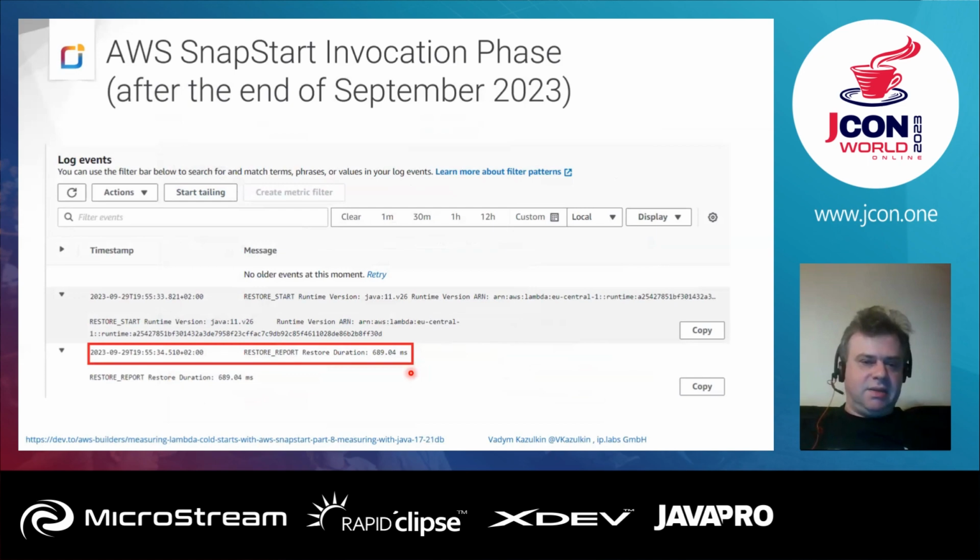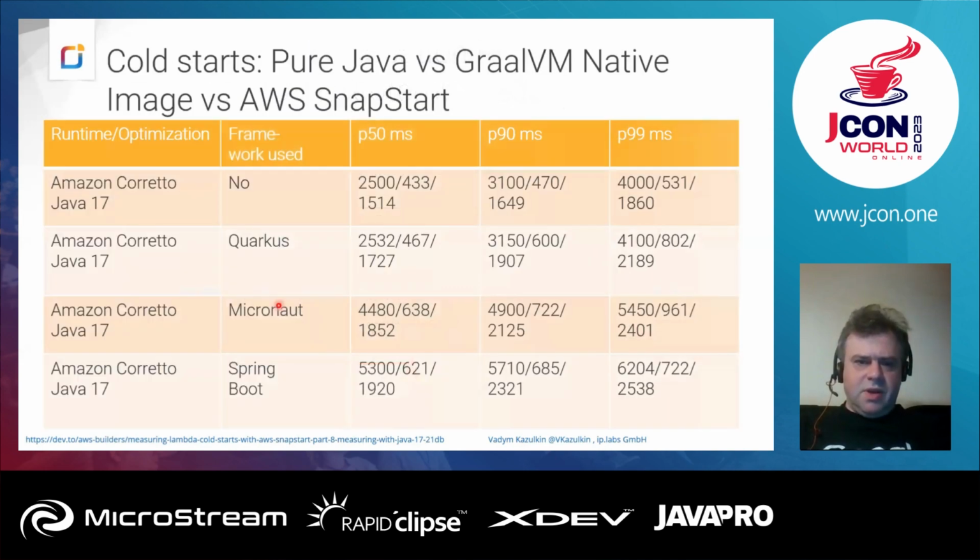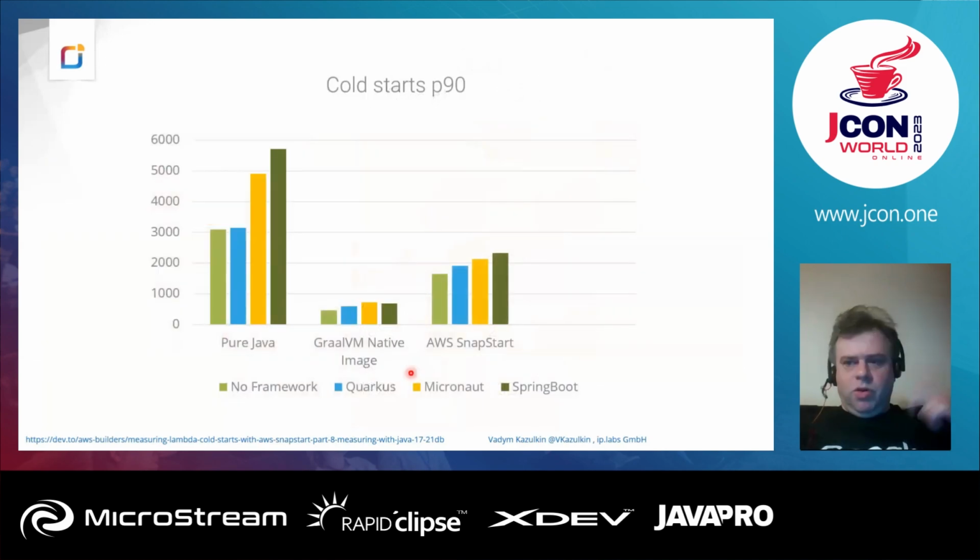You see 689 milliseconds, which is not ideal, of course, but it's much quicker than a real cold start with 3.5 seconds. But now you have the real numbers, and you cannot guess where this latency has disappeared. And if we measure then the whole cold start, now without any optimizations, you will see that we are somewhere in between. We are much lower than the regular cold start, but we are much higher than the GraalVM native image cold start.